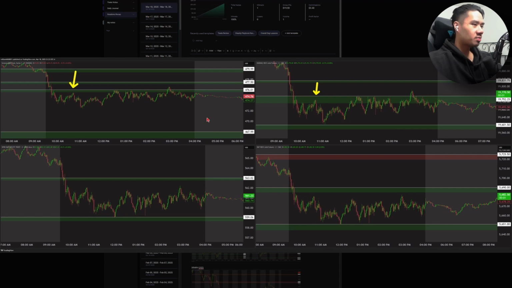If I was able to scale out contracts, then I would have scaled it around here and then tried to hold a runner until this lower here, because I always believe that it can get to that point, but I'm just not willing to hold. And also your psychology gets really affected once it starts getting back up.